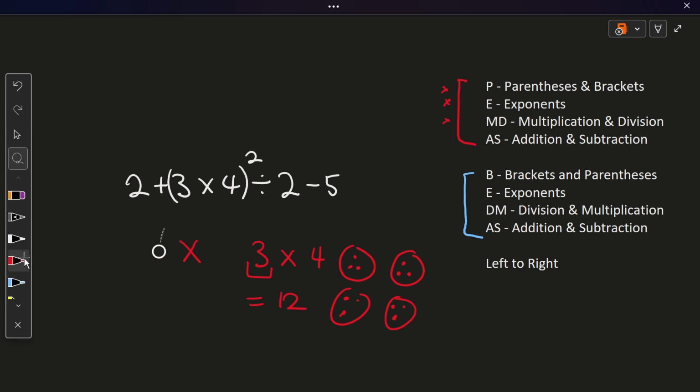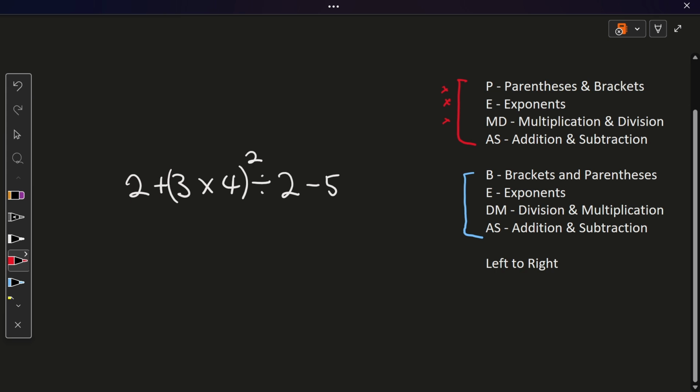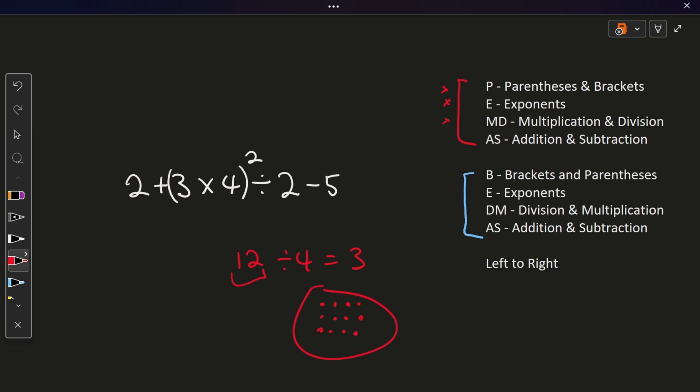And for division, it's the opposite of multiplication. You have a big group of something, and you are dividing it into smaller groups. And so 12 divided by 4 would equal 3. And so you have 12 units of something, but you're going to divide it into 4 groups. And each group is going to have 3 objects inside of it.